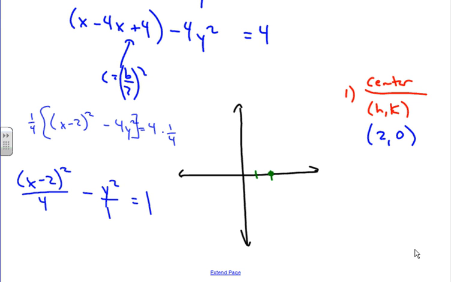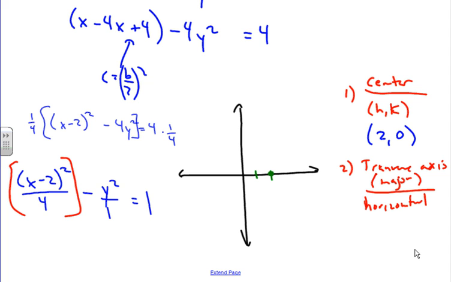Next, we want to identify our transverse axis, which for all intents and purposes is like a major axis, even though they don't call it the major axis. Our major axis is going to be whatever the positive value is. In this case, (x minus 2) squared is positive, so it's going to be a horizontal axis. So this is going to be our transverse axis, and it's horizontal, because hyperbolas go either horizontally or vertically.